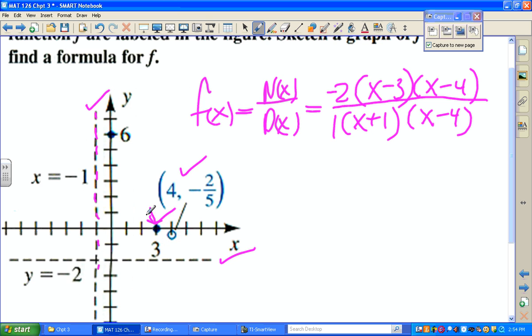Check, check, check. Wait a minute. 6. If I put 0 into x, do I get out 6 for y? I do. Isn't that surprising? I think it is. Have you seen this crew work before? That's amazing. It works. Wait a minute. If you put in 4, do you really get out -2/5?